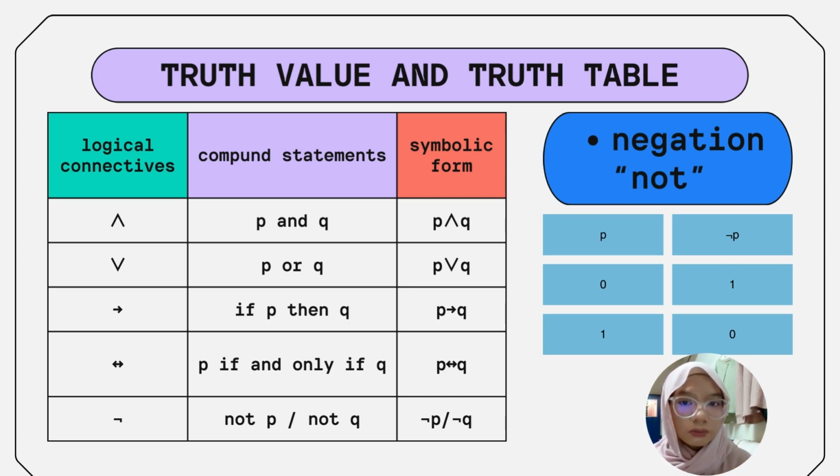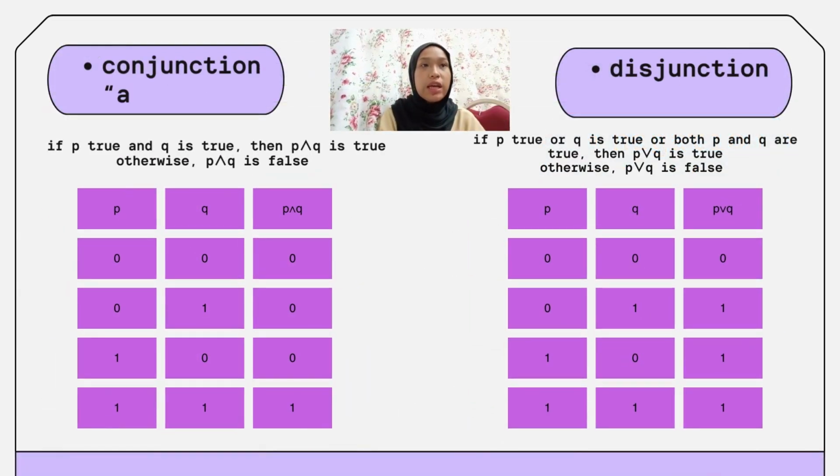For the truth value and truth table for negation, not: if P is 0 then not P is 1, and if P is 1 then not P is 0. Next are conjunction and disjunction. For conjunction, and, if P is true and Q is true, then P and Q is true. Otherwise, P and Q is false. So the truth values: P is 0011, Q is 0101, P and Q is 0001.